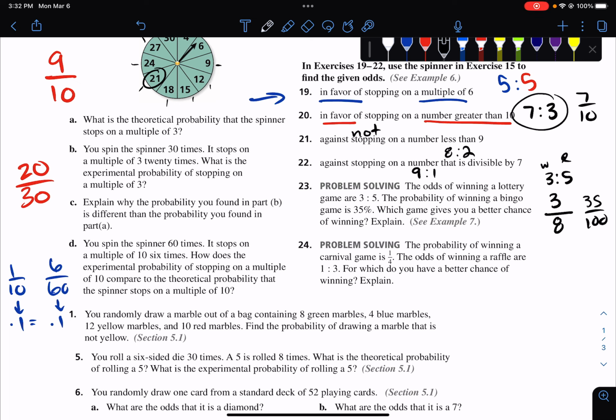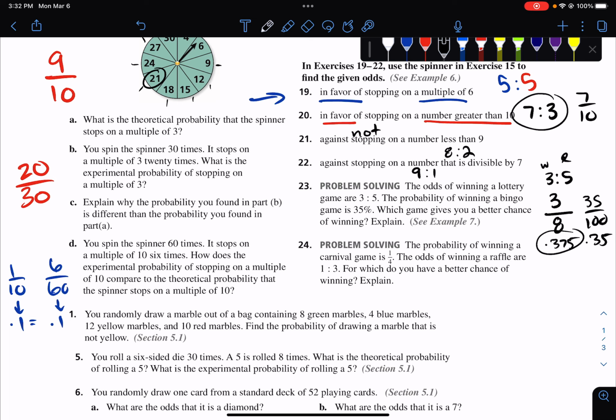So it wants you to compare these two numbers and then explain why you picked the one that you picked. So you just divide them. You get 0.375 here and 0.35 on the second one. So that means that the odds of winning the lottery game are higher than the probability of winning a bingo game. So you have a better chance of winning the lottery game because the percentage is higher.